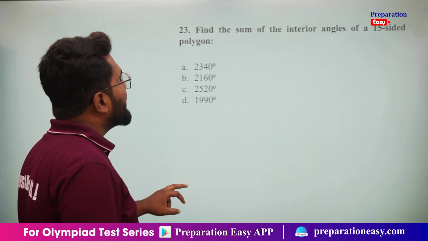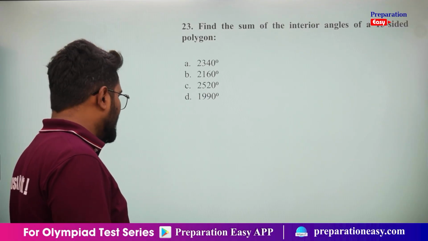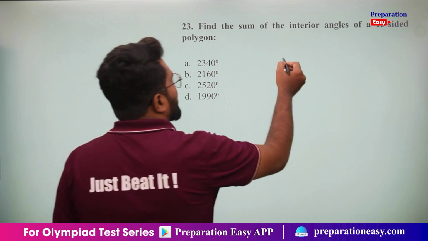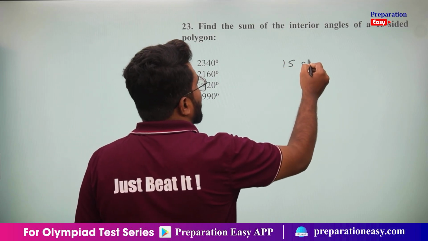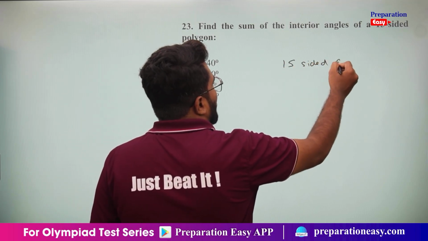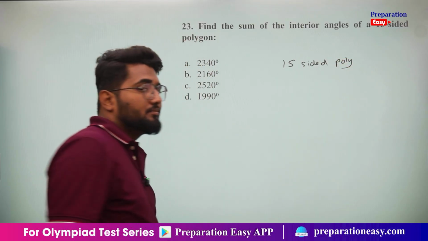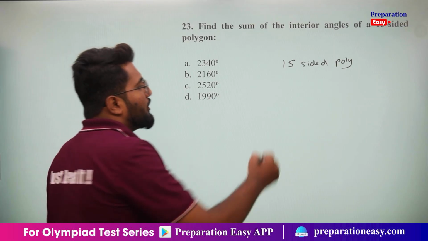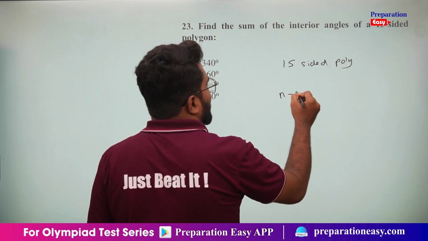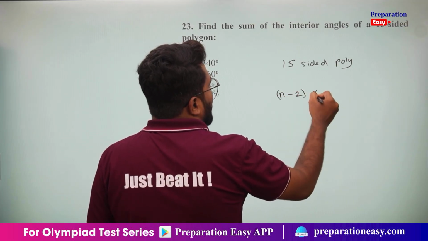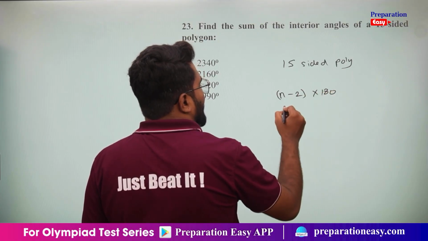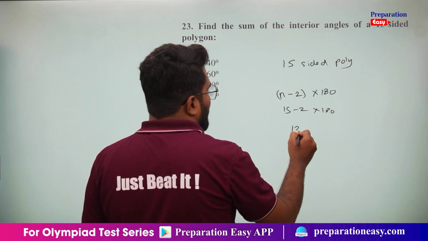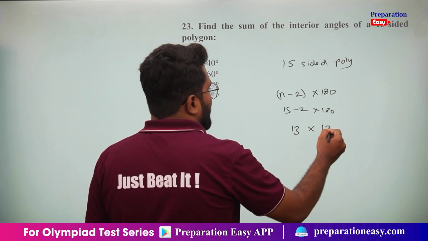That is question number 23. Find the sum of interior angles of a 15-sided polygon. I had given the formula in previous question. What is the formula? N minus 2 multiplied by 180. That is 15 minus 2 multiplied by 180, which becomes 13 multiplied by 180.